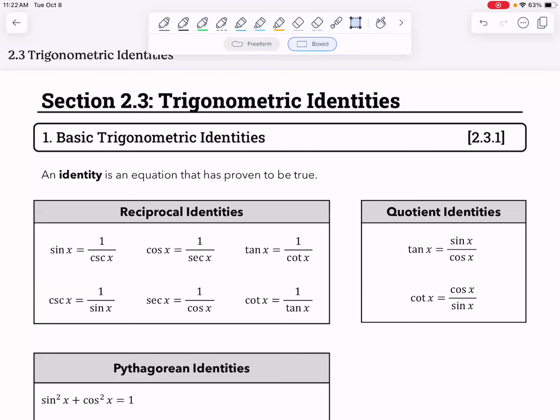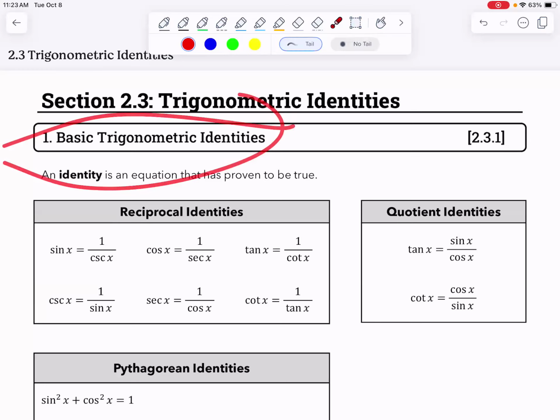Section 2.3, trigonometric identities. And our first subsection, basic trigonometric identities. So this section, first of all, I think is a ton of fun. I think it feels a lot like puzzles and it can be quite enjoyable if you let it.